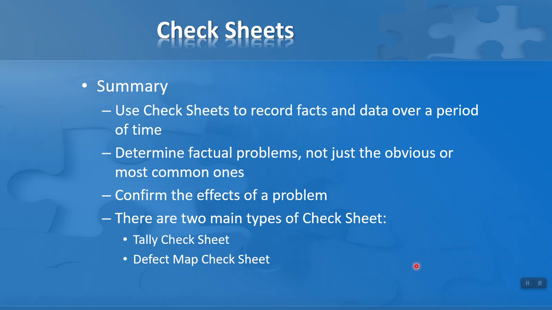We want to confirm the effects of a problem with the evidence that we gathered, and as we've seen, there are two main types of check sheet, the tally check sheet and the defect map check sheet, often, as you've seen with the door paint, used together. So that's how we use check sheets to help us in our problem solving efforts. I hope you found this lesson useful.